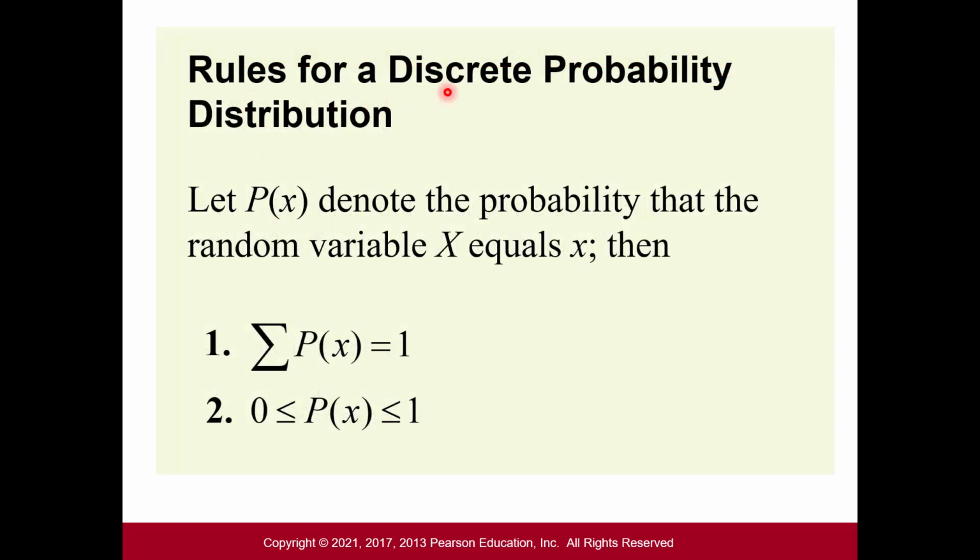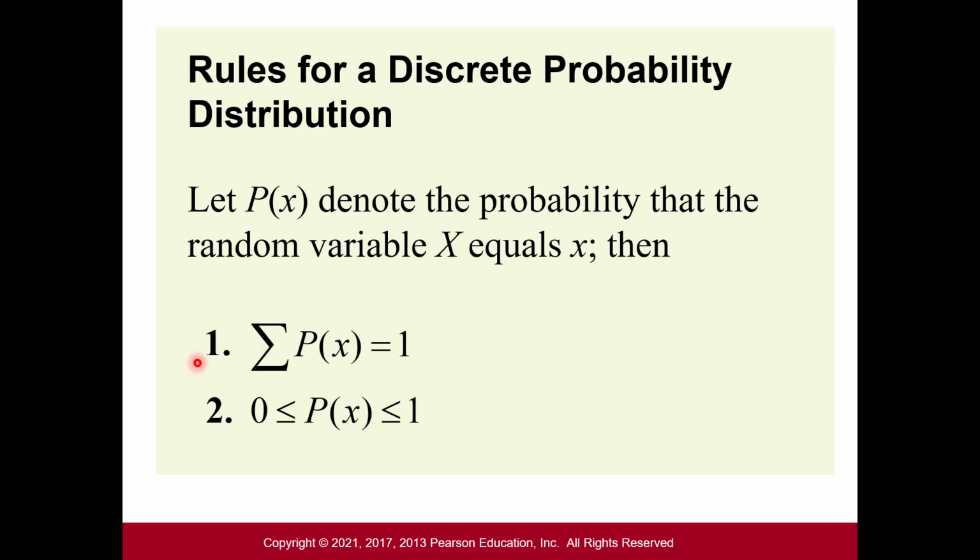Now, rules for a discrete probability distribution. We're going to let P of x denote the probability that the random variable X equals little x. Then, rule number 1, the sum, remember this capital sigma? This means the sum or summation of all of our probabilities has to add up to 1. And then rule 2, the probability of our random variable has to be between 0 and 1. It can also equal 0 or equal 1. See the equal bars underneath here.